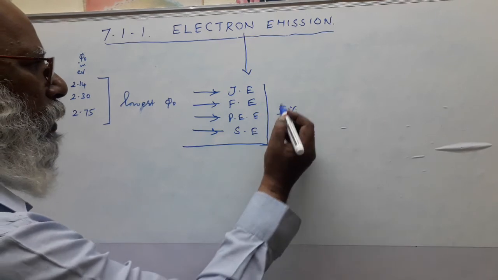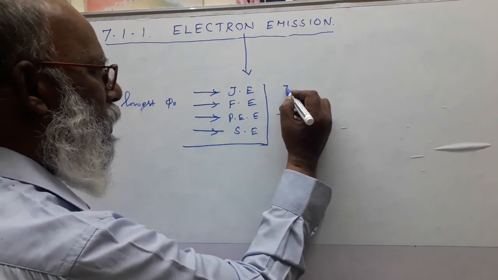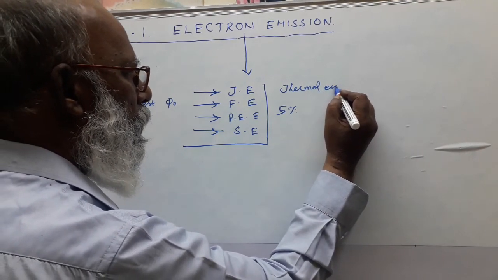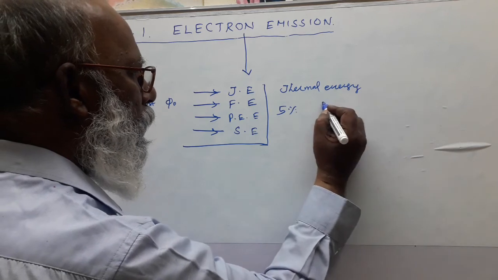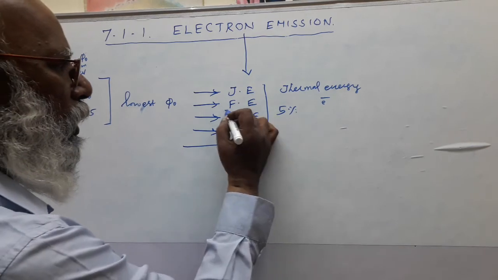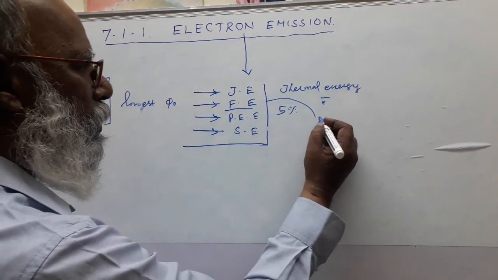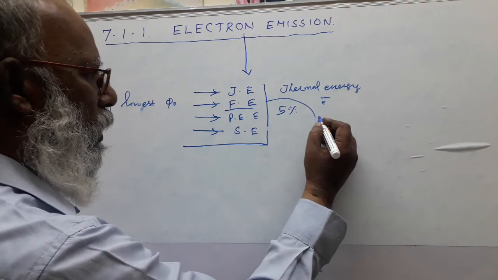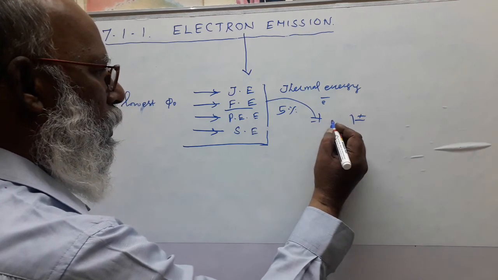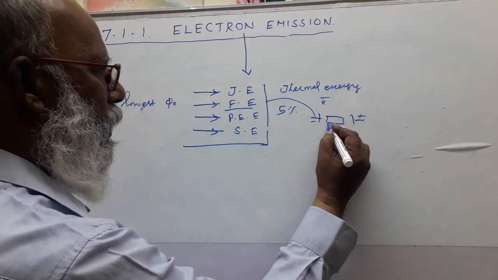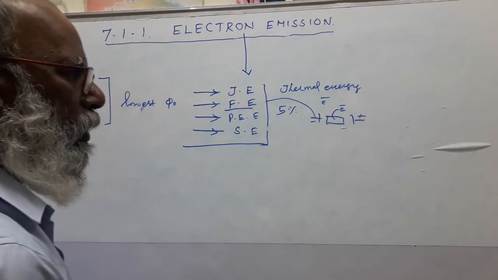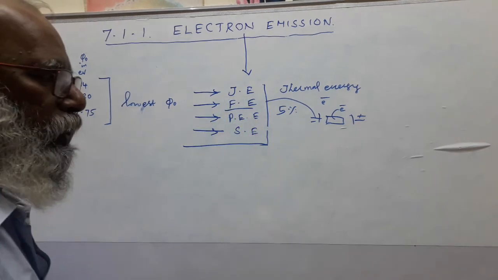Thermionic emission is nothing but emission due to thermal energy. Due to thermal energy, the electrons are emitted. That is called thermionic emission. Field emission means emission due to an electric field applied between a positive and a negative plate. If you have placed a metal here, then there may be emission of electrons. That is called field emission.